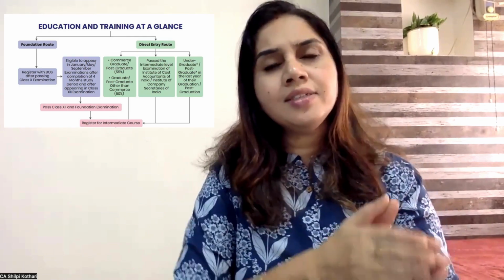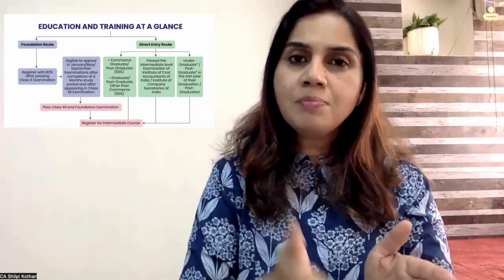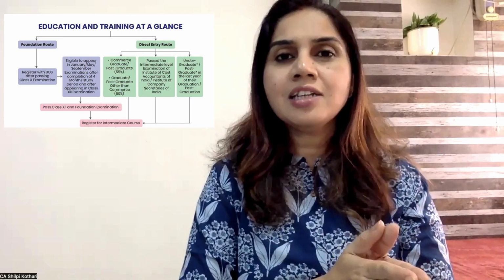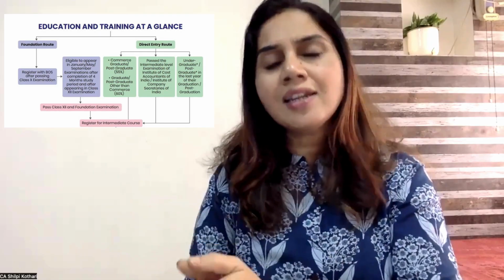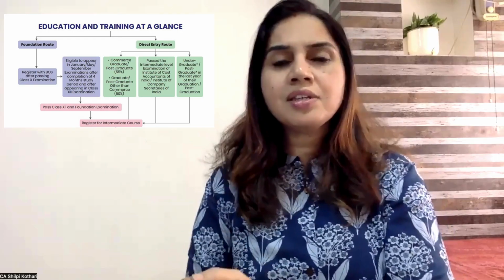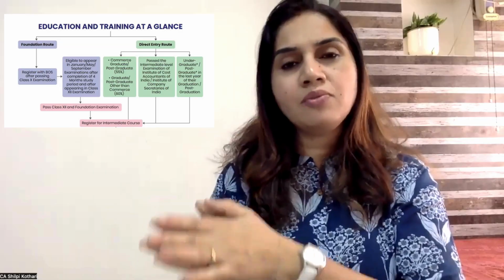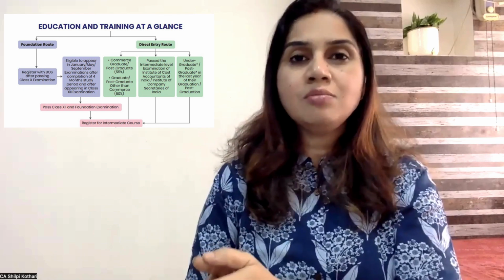Now let's talk about the second level, that is CA Intermediate. We can enter CA Intermediate by 2 routes. One is the foundation route and the second is the direct entry route. Let's talk about the foundation route. The student who has cleared the 12th exam and also cleared their foundation exam can directly register for CA Intermediate. If we talk about the direct entry route, the student must have completed graduation or post-graduation with the minimum marks required by ICAI, and can register directly for CA Intermediate by skipping the foundation.